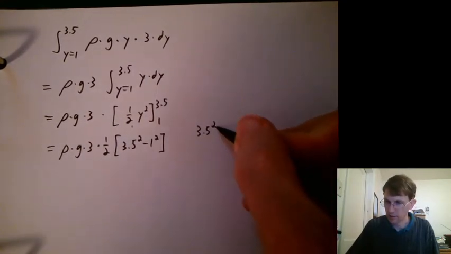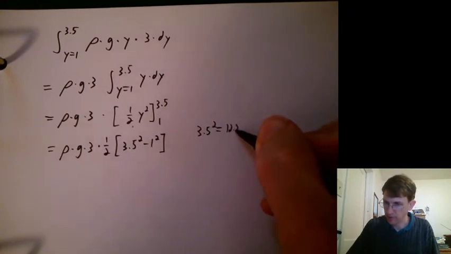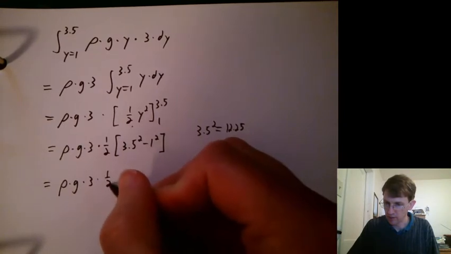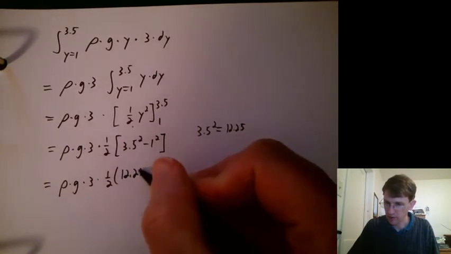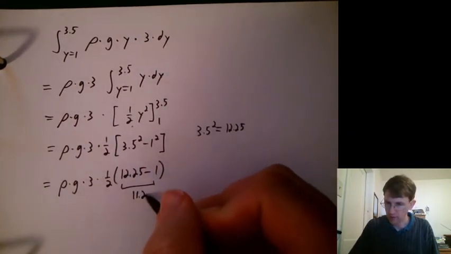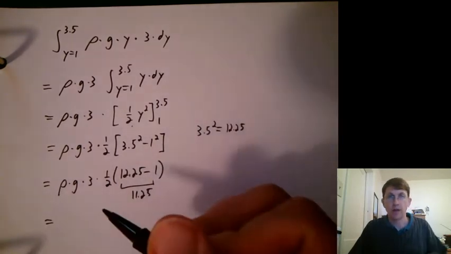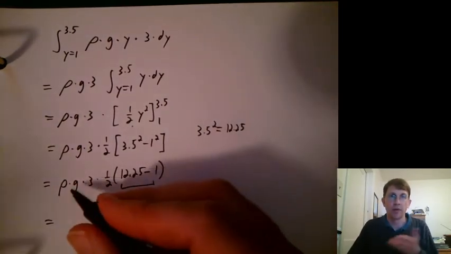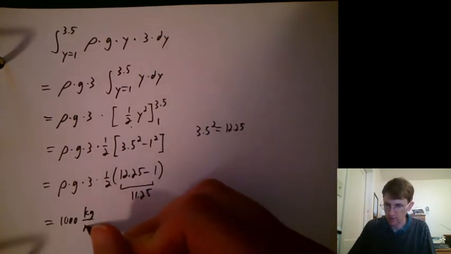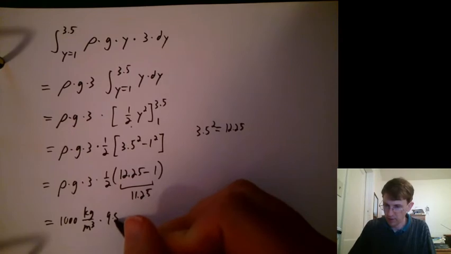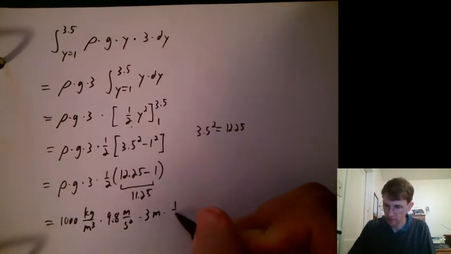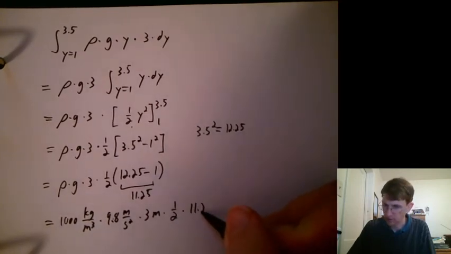You can look it up real quick. 3.5 squared is 12.25. So you get rho times g times 3 times 1/2, 12.25 minus 1, which is, of course, 11.25. So now is maybe when you'd throw in all the values for the constants. So 1,000 kilograms per cubic meter times 9.8 meters per second squared times 3 meters times 1/2 times 11.25.